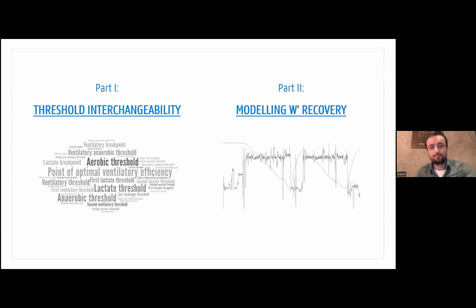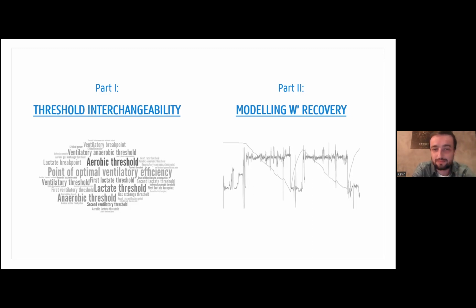Okay, let's move to the research. I told you before, I did research. I split it up in two parts. So part one, threshold interchangeability, and part two, modeling W prime recovery. Because what I did during my PhD is I put focus on both parameters separately, because of course, if you want to have an accurate modeling of W prime during exercise, you should also make sure that the determination of critical power and the validity of critical power that you use as that threshold is correct.